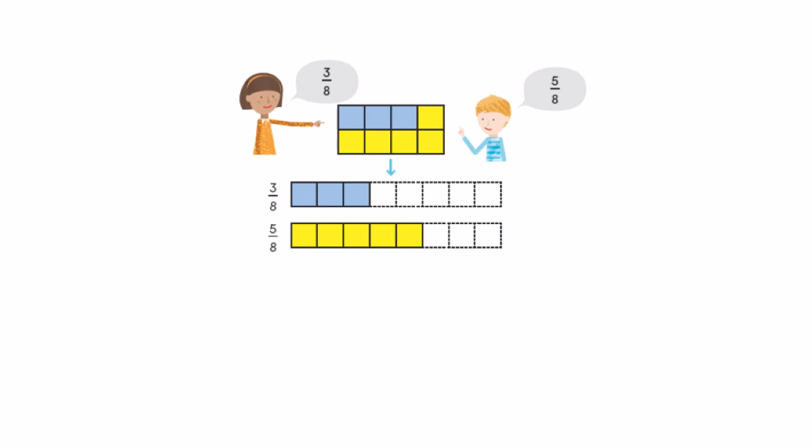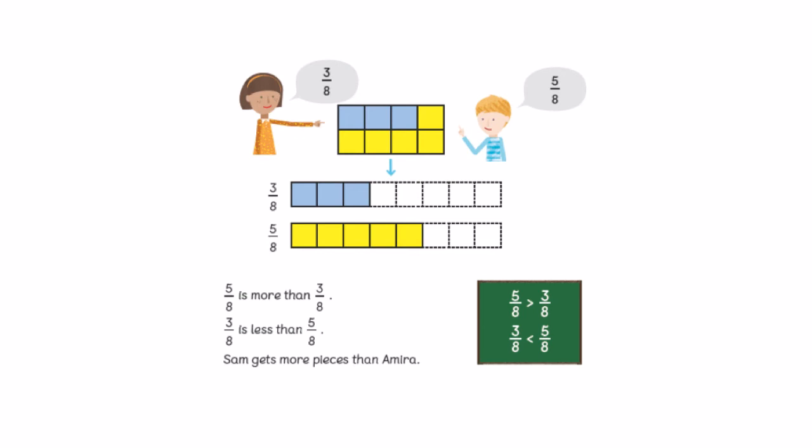I have represented the 2 fractions using a bar model. On the top, we can see Amira's 3/8 of the shape, and underneath we can see that Sam has 5/8 of the shape. Which is greater? Excellent! We know that 5/8 is more than 3/8. This also means that 3/8 is less than 5/8. So we have proved that Sam gets more pieces than Amira.